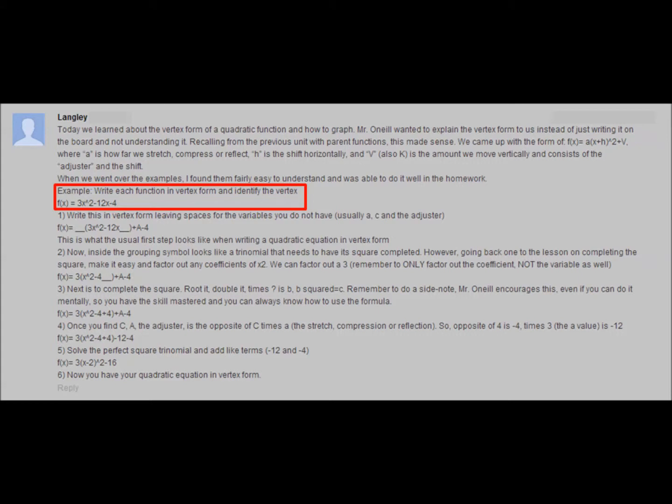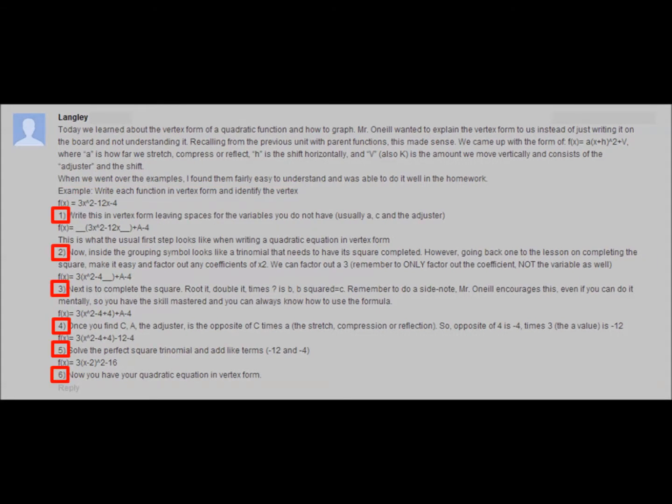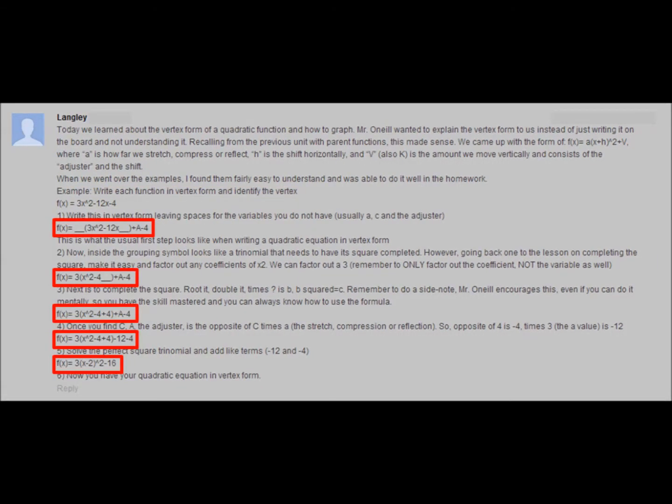They included the directions and explained each step by using bulleted numbers and clearly writing out each step of the process.